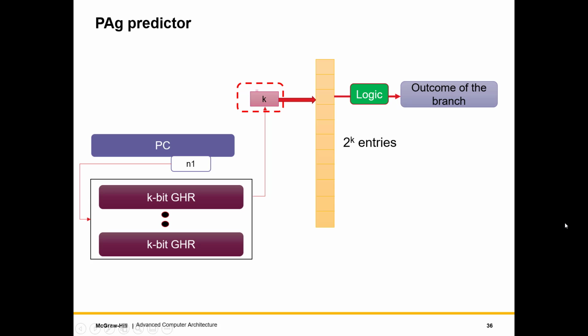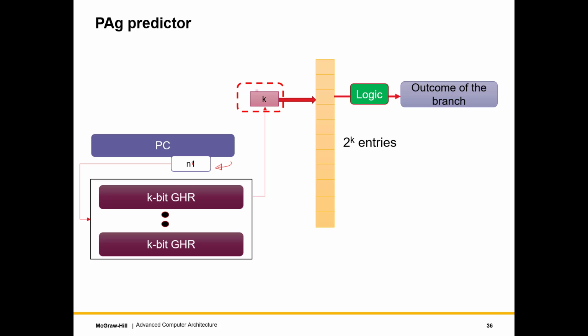To solve many of our problems, we will use the PAg predictor. So this predictor is designed differently. It is meant to solve both the problems that we have been discussing. So instead of one GHR, we have multiple K-bit GHRs. So what we do is we extract N1 bits from the PC address. I've deliberately offset N1. I have not kept them as the LSB bits, but I have kept them somewhere in the middle.